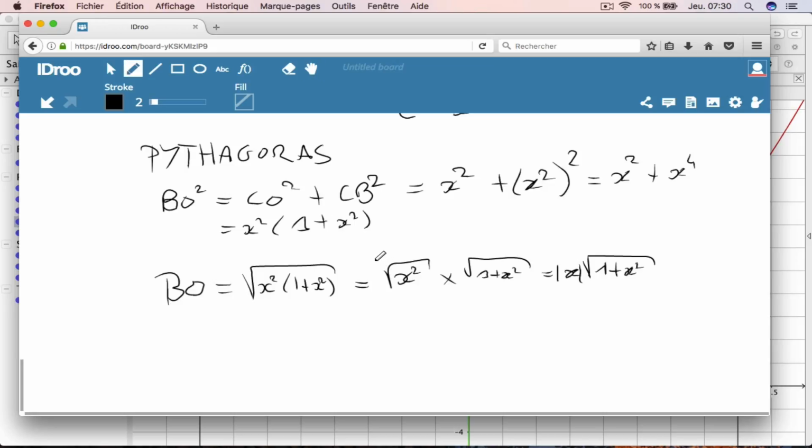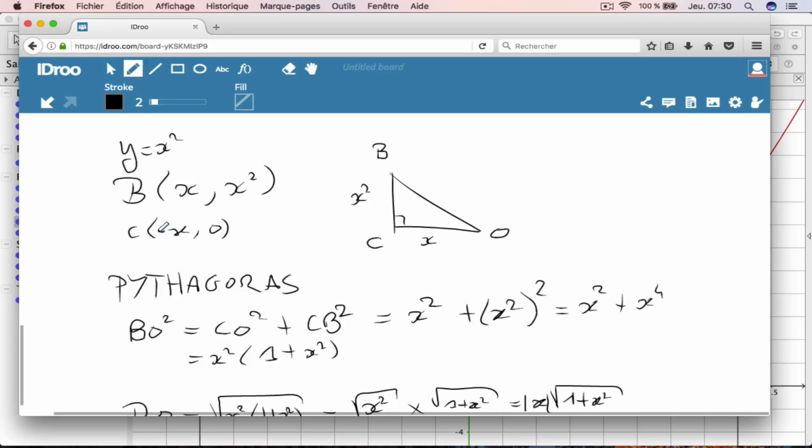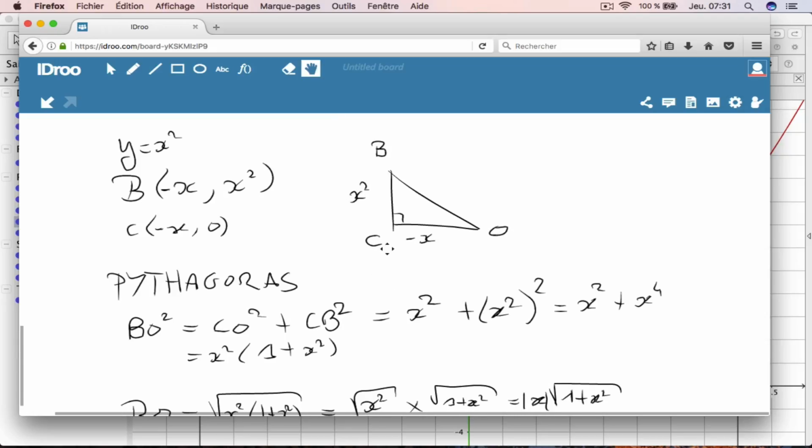Okay. So now let's have a check on the other right angle triangle. I have to say something. Here it was minus x. Why? Because here it's minus x. It's just for not having any problem, because on the left that's negative numbers and on the right that's positive numbers. That's why I choose this.